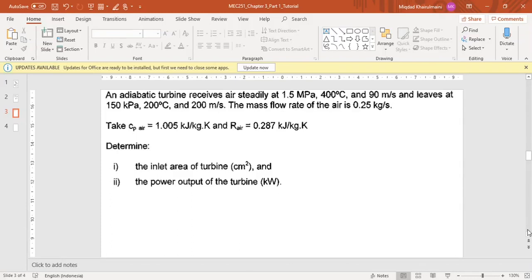Now, the question asks us to determine the inlet area of the turbine, A1, and then the power output of the turbine in units kilowatt.